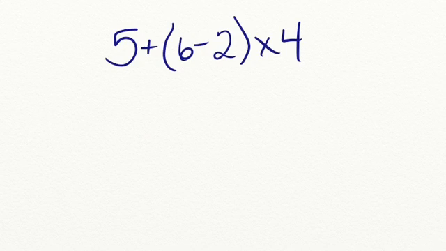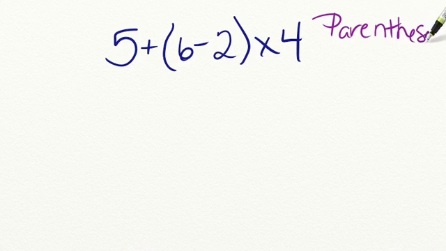The first step in order of operations is solving the set of parentheses first. So I'm going to write parentheses up here so we know that that is the first step. And parentheses are these curved parentheses right here. So we need to make sure we solve whatever is inside of these parentheses first. So we have 6 minus 2 equals 4.